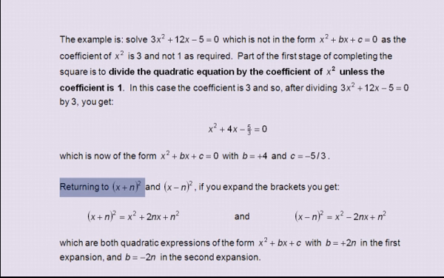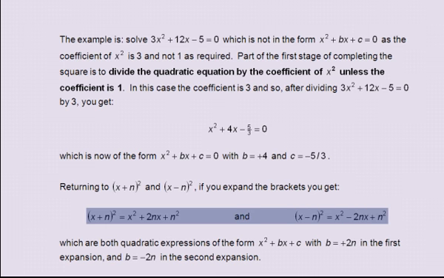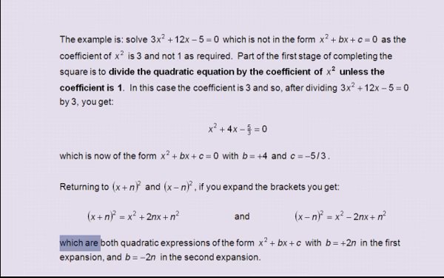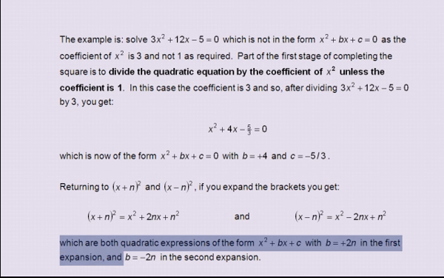Returning to (x plus n) all squared and (x minus n) all squared, if you expand the brackets you get (x plus n) all squared equals x squared plus 2nx plus n squared, and (x minus n) all squared equals x squared minus 2nx plus n squared, which are both quadratic expressions of the form x squared plus bx plus c, with b equal to plus 2n in the first expansion and b equal to minus 2n in the second expansion.